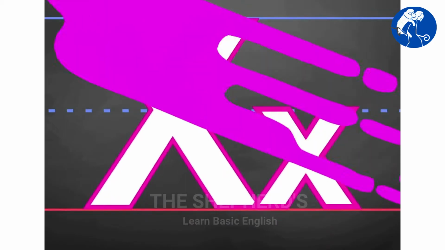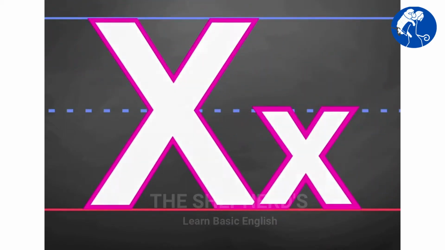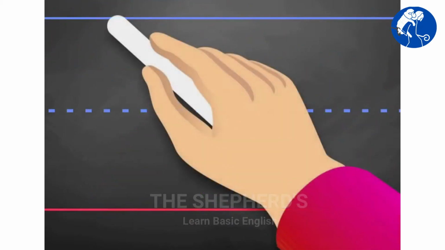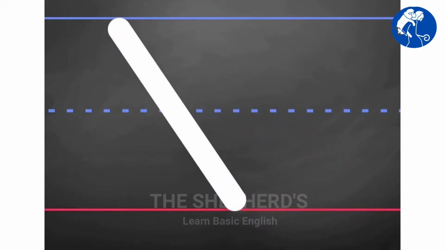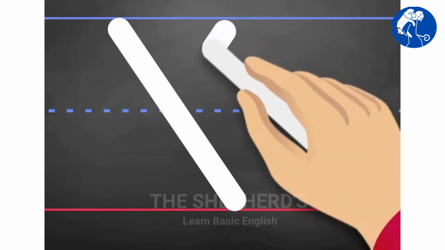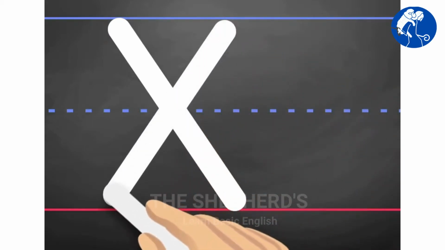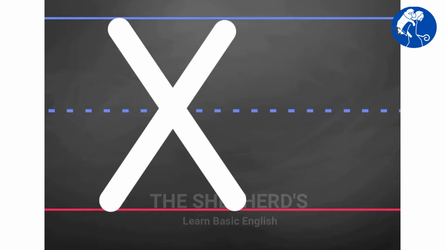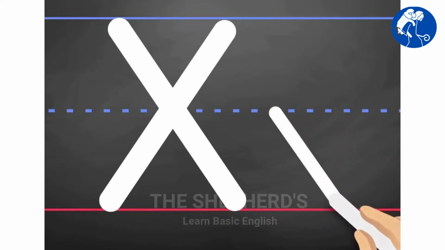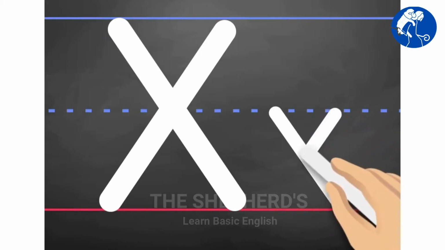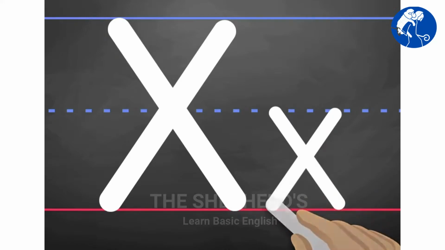X. Uppercase X. Start at the top and do a diagonal line down. Go back to the top and do another diagonal line the other way. Lowercase x. Slant down. And another slant down the other way. Good job!